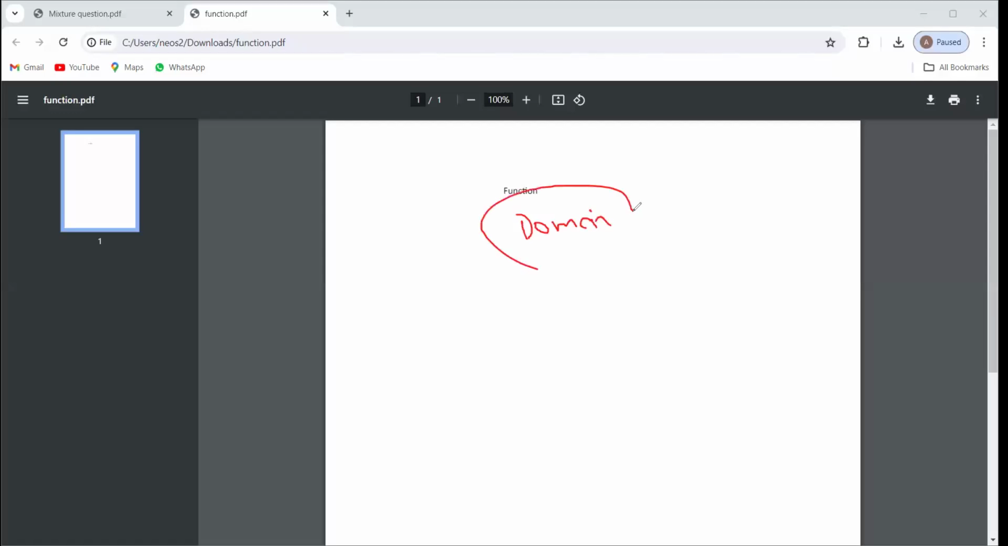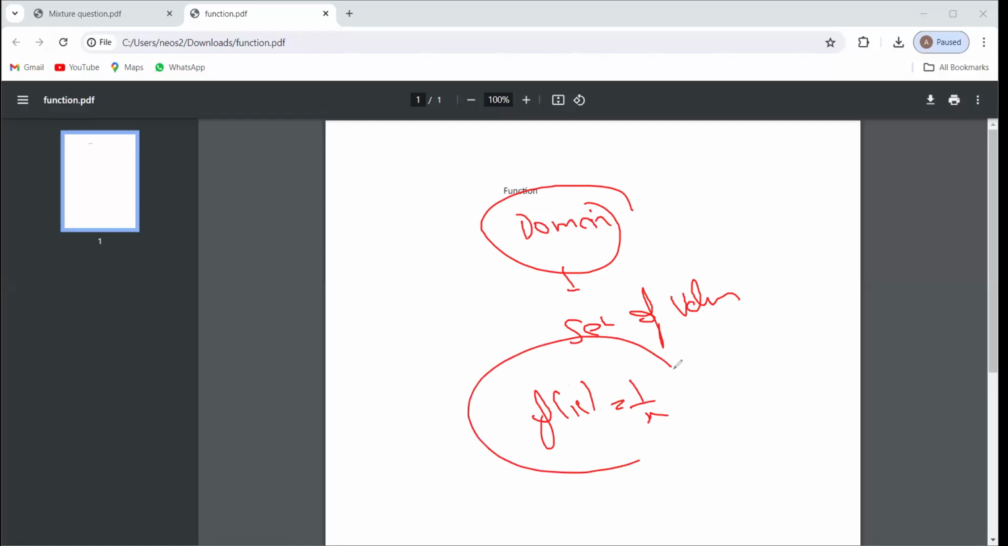Domain: if someone is asking for the domain, they are asking for the set of values for which the function is defined. For example, what value of x can you take in the function? What value of x can you substitute in the function? So if I'm asking for the domain of this function, what will you tell me? The domain will be all real numbers except 0, because at that value it is not defined, right?